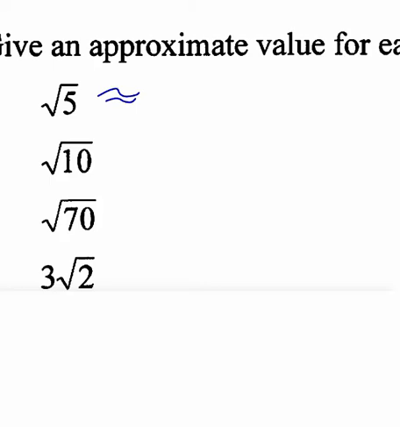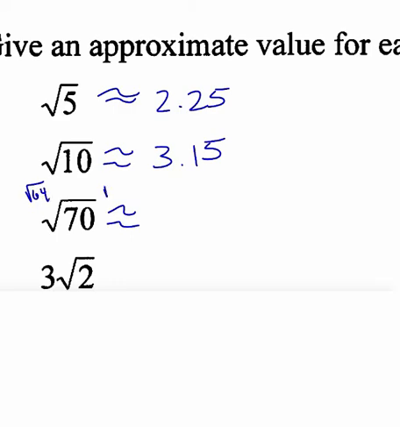So we said that the square root of 5 was approximately 2.25. The square root of 10 we said was approximately 3.15. Now square root of 70. I'm not going to go back to the number line. I'm just going to list the two numbers. This would be between the square root of 64 and the square root of 81, which are the values 8 and 9. So root 70 is somewhere between 8 and 9, which makes it 8 point something.